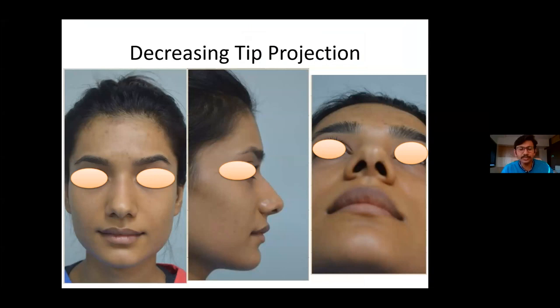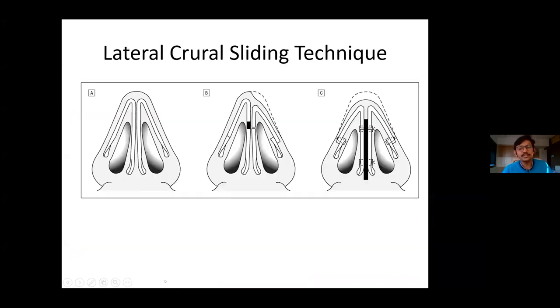Now, at times you also get over projected noses. This girl thought her nose is a little bit over projected. She thought her tip is sticking out too much out of her face, and that's what she came with. Also, she was complaining a little bit of a bifid tip and a little bit of a broad tip. So what to do in such cases?